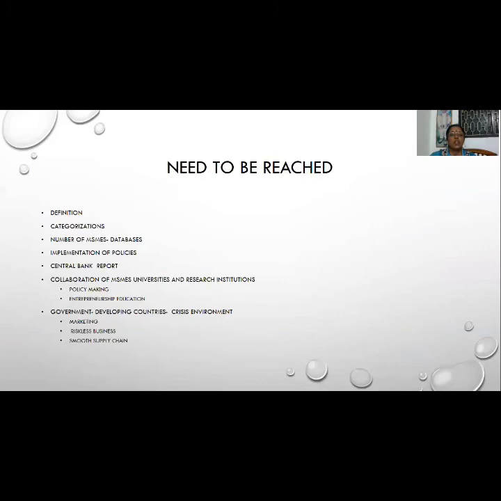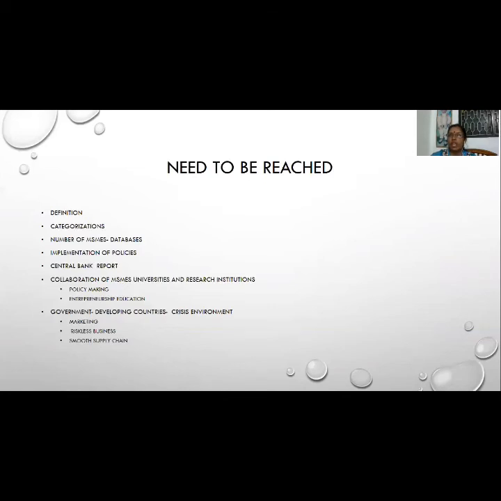Then another one, this is the last important one, what needs to be reached? First one, the definition. The Ministry of Commerce has categorized into two. The census department has created three types, but based on employee level only. So it must be important.